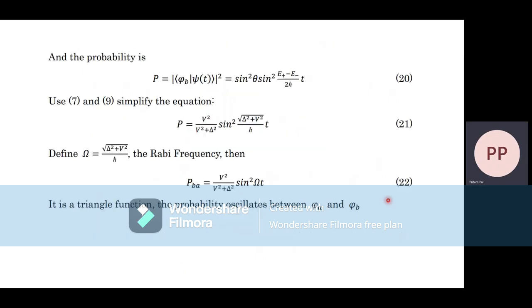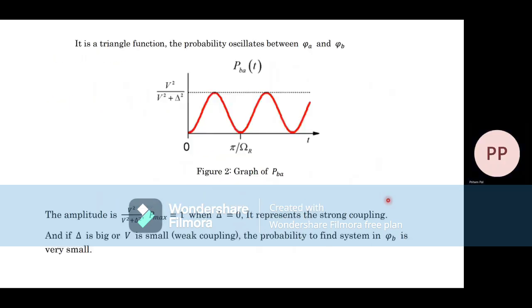There's a sine square term, right? So that's why it's oscillating. But it's bounded between 0 and V square over V square plus delta square. So your amplitude is basically this, and P max will be 1 when delta is 0.